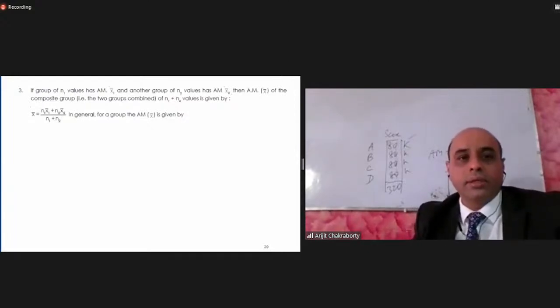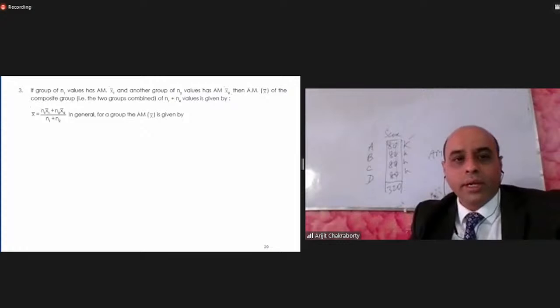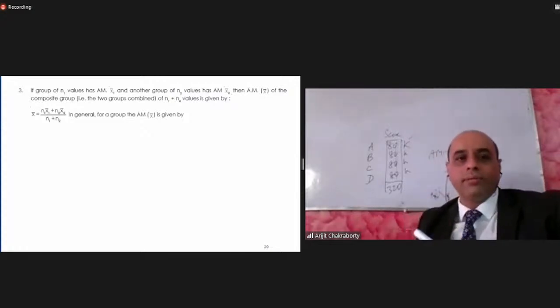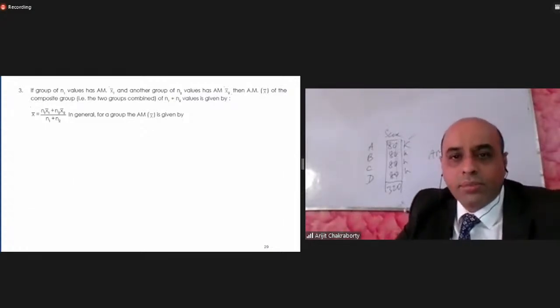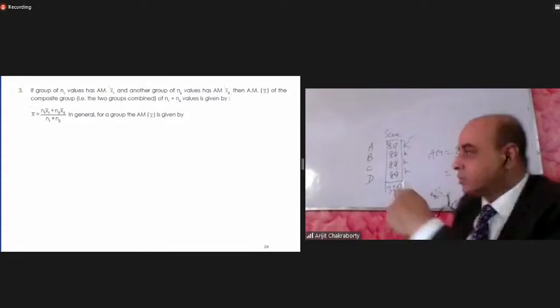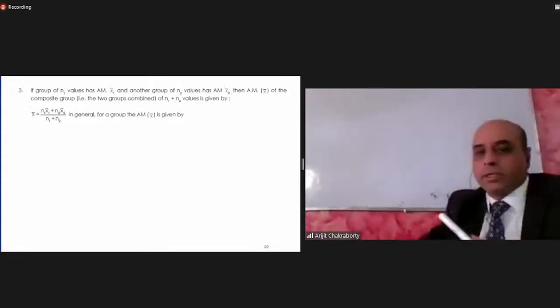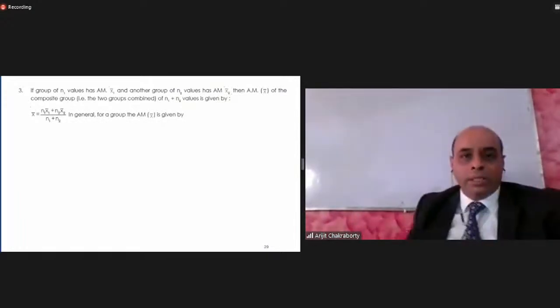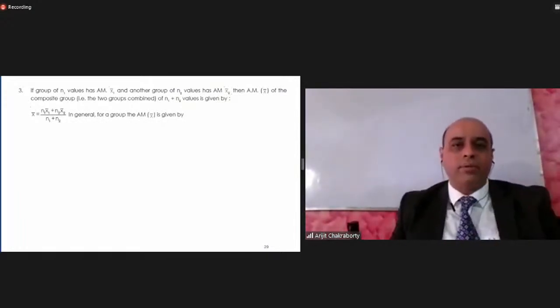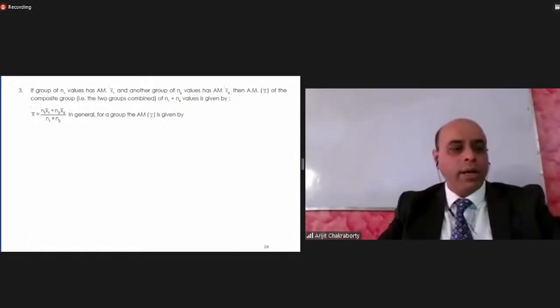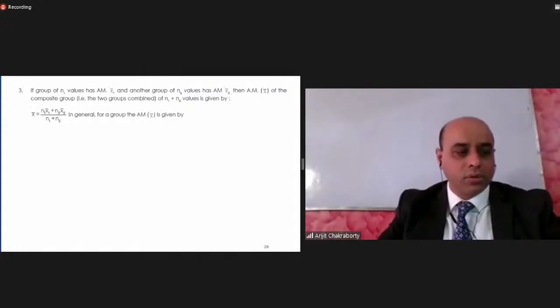If there are 2 groups, a group of n1 values has the average x1 and another group of n2 values has the average x2, then what is the average of the combined group? This is important. Let us take a suitable example to understand this. So when there are 2 groups, n1 and n2, group 1 has an average of x1 bar and group 2 has an average of x2 bar.